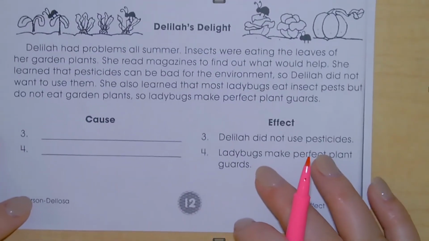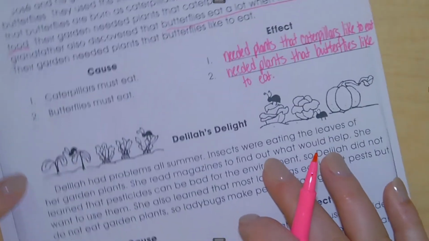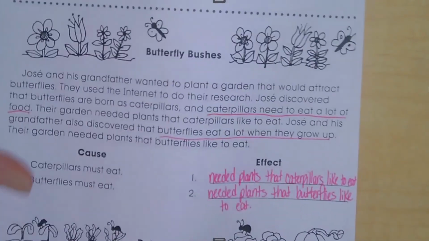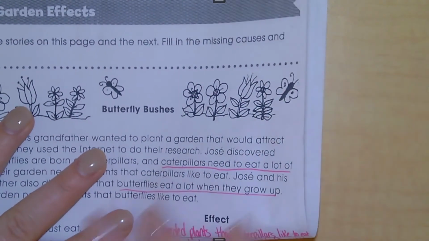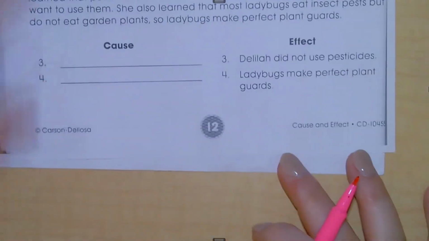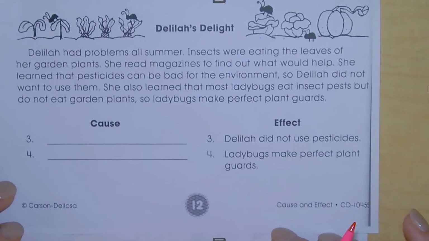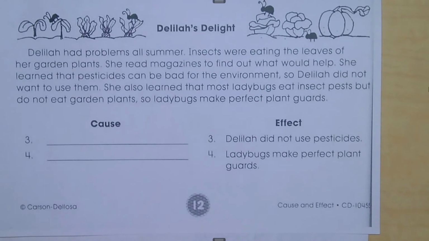Okay. I come down here to Delilah's Delight. Oops. My paper is not cooperating. Hold on. All right. I want you to go ahead and read this. And when you're finished, we're going to finish the activity. Read about Delilah's Delight.